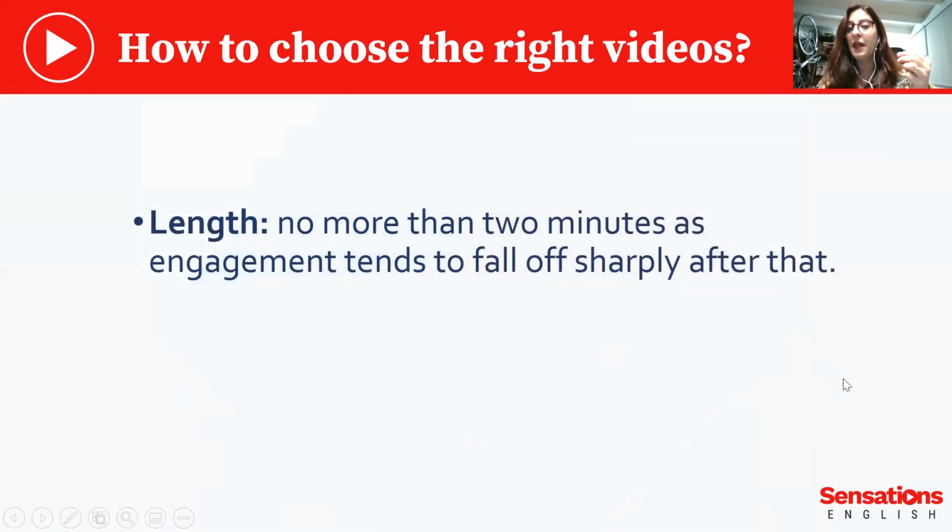In terms of length, and now I'm going to refer to research on marketing, not talking about ELT in particular, but marketing in general, the research shows that no more than 2 minutes, or around the 2-minute mark, keeps engagement at the top. And after that, engagement starts falling. So I was happy to see that most of the videos in Sensations English are around the 2-minute mark. So 2 minutes, 2 minutes 10 at the most. And so this makes them ideal.